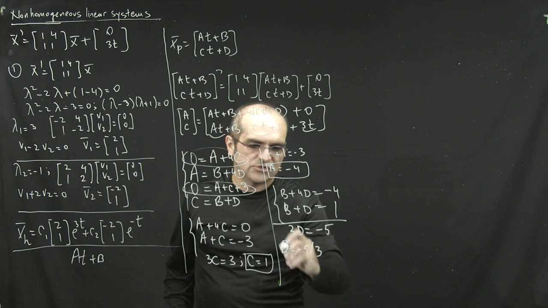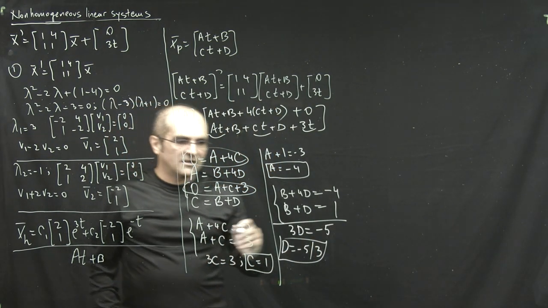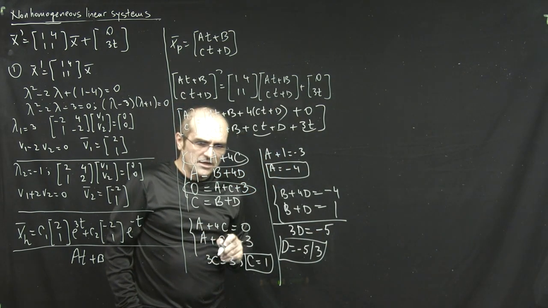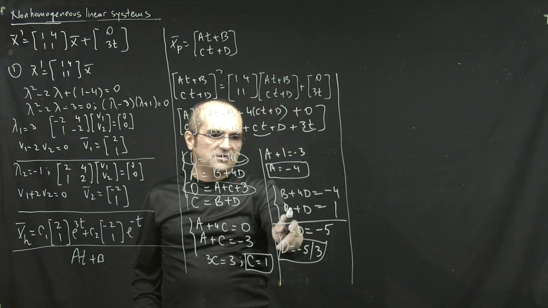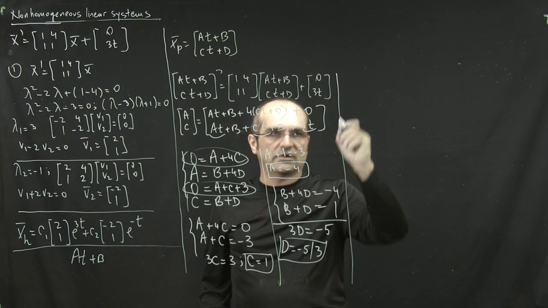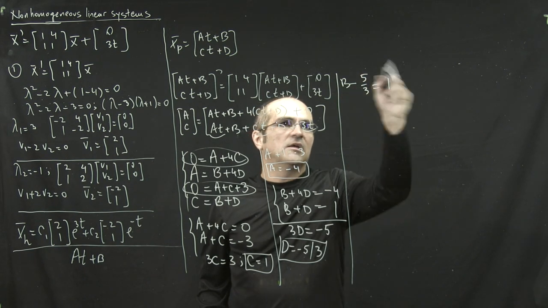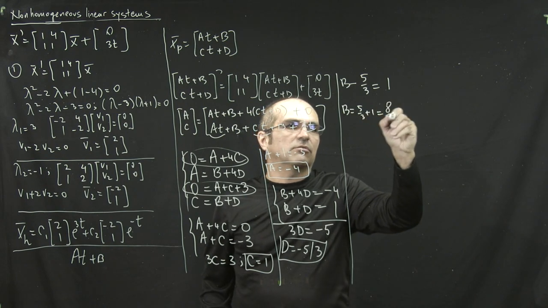Now, don't assume that you won't have any fraction. Fractions may still happen. That's not the end of the world. So D equals minus 5 over 3. And let's see, if I plug it in here in the second equation, that's B minus 5 over 3 equals 1. Move it over. And so B equals 8 over 3.